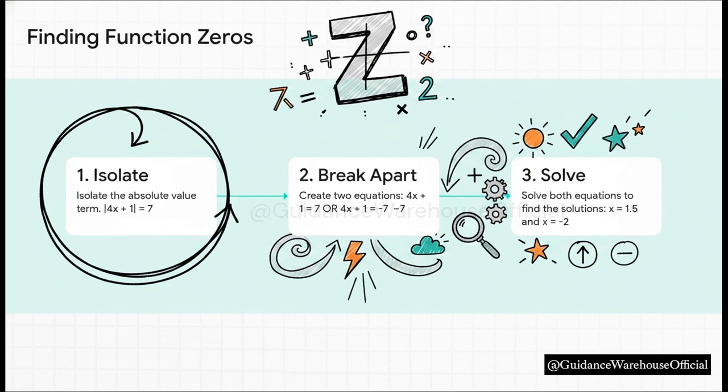We'll add 7 to both sides, which gives us 4x plus 1 equals 7. Now we use our golden rule. We split it into two possibilities. Case 1, 4x plus 1 equals positive 7. In case 2, 4x plus 1 equals negative 7. Now you just solve those two simple equations and you get your two answers. X is 1.5 and x is negative 2.